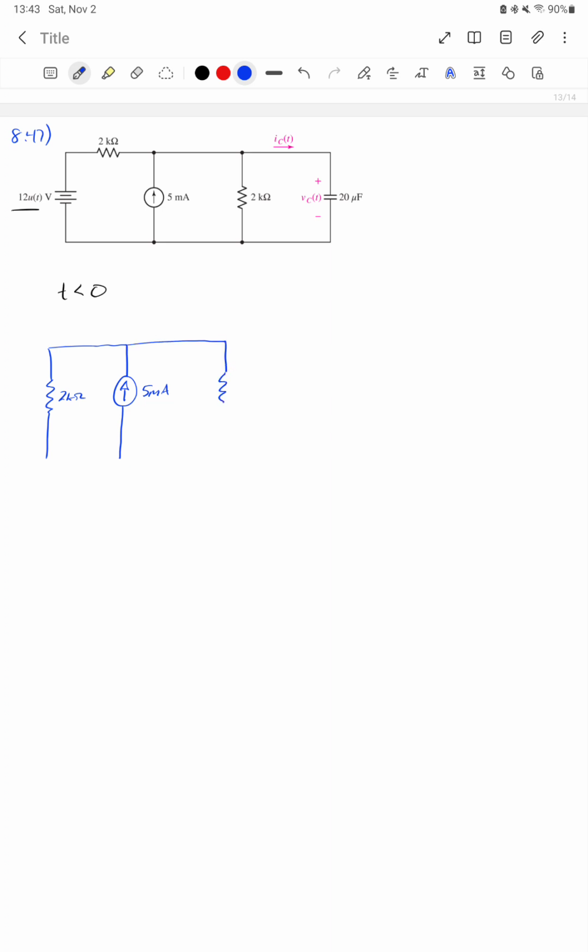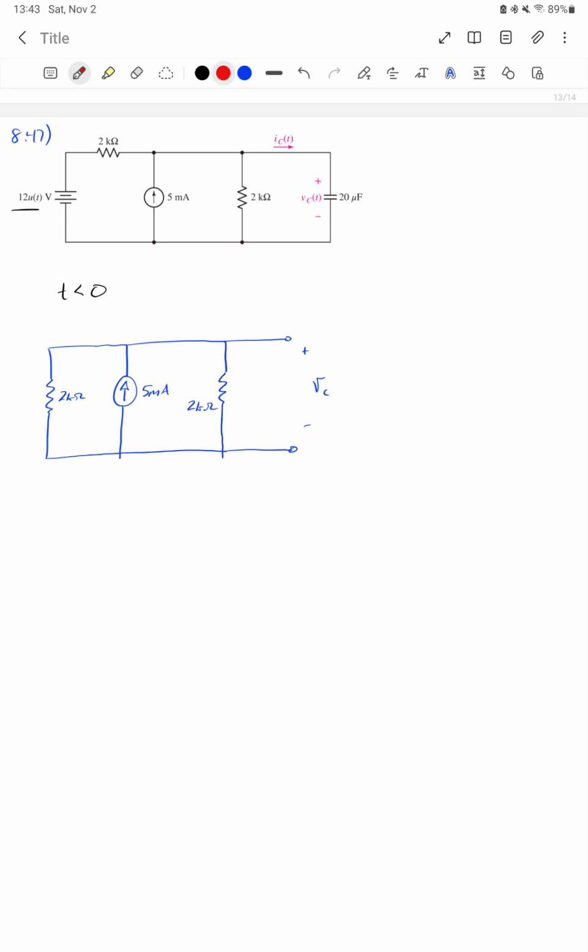Then you have your 2 kilo ohm resistor here, 2 kilo ohms, and that, remember, is going to lead to your VC, which in this circumstance is going to be an open circuit because it's t less than 0. You don't know how long this circuit has been in this relaxed state. So it's been on for so long that it's going to be DC, and at DC, your capacitor is going to act like an open circuit, which can still have a voltage.